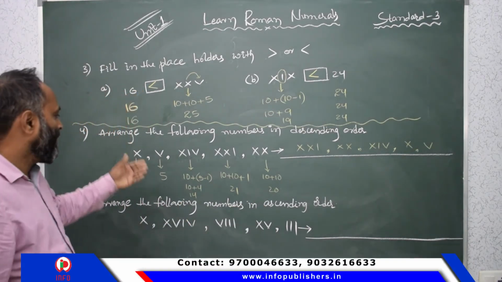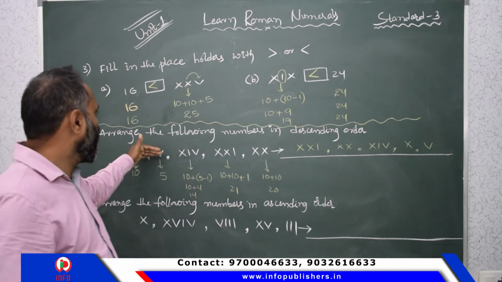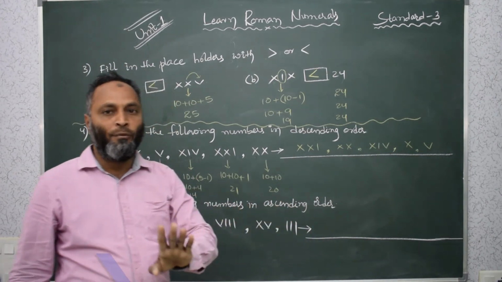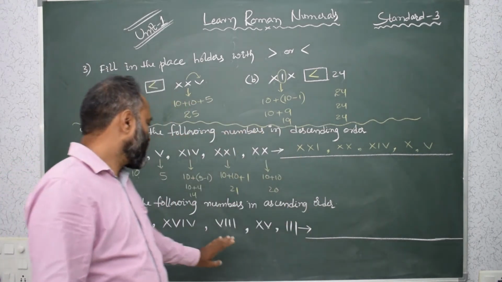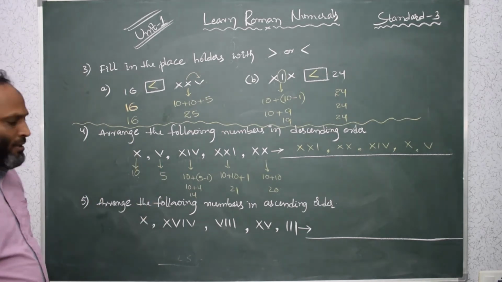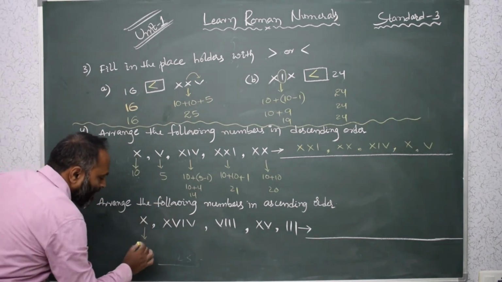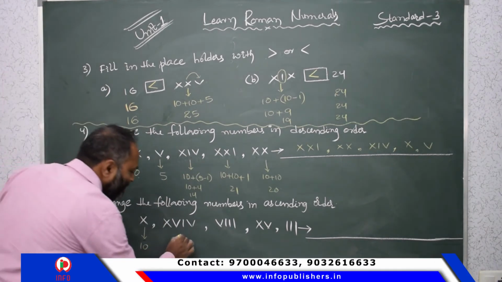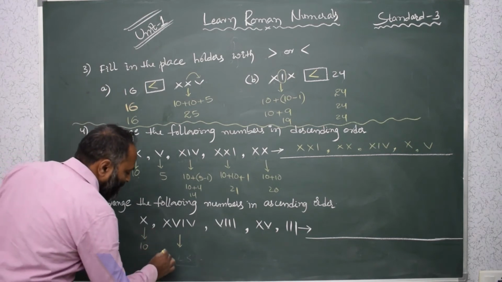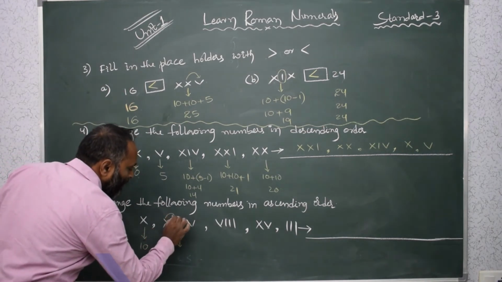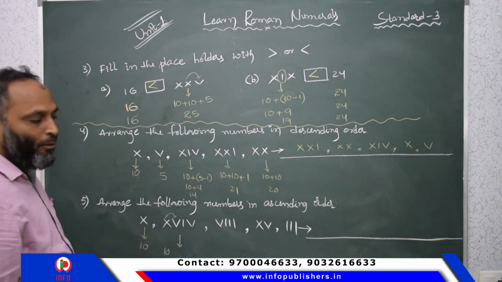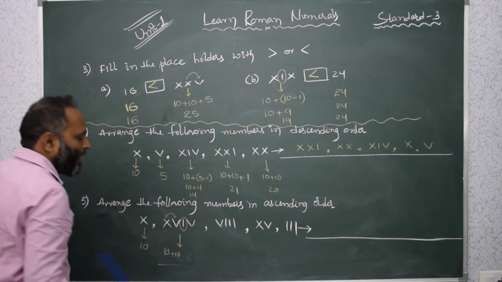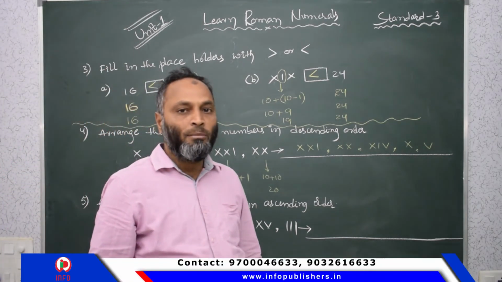In the same way, whatever rules we followed in the fourth question, the same four rules we have to follow, and convert the Roman numerals into Hindu-Arabic numerals. First, X is directly 10. After X, a smaller Roman numeral after a bigger one, we have to add. And a smaller Roman numeral in between two bigger Roman numerals.